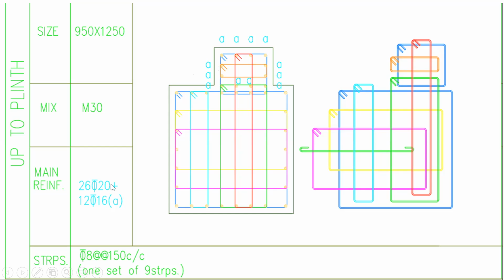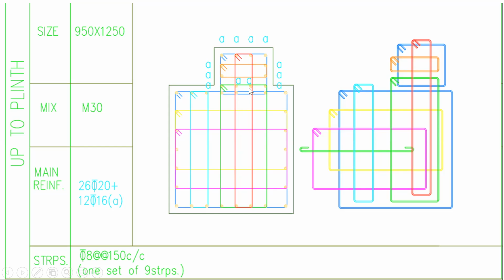Again, it's written you have to provide 20 diameter bar of 26 number and 16 diameter bar of 12 number. Now it's written A here, right? The letter A signifies that wherever the letter A is mentioned, there you need to provide 16 diameter bar, 12 number. We'll try to count that. It's A here, A written here. This is the bar. This is another A written here. This is another A written here. That means you need to provide 16 diameter bar here, here and here.